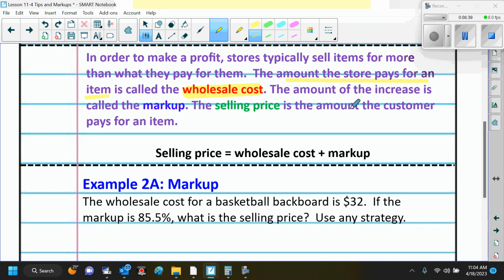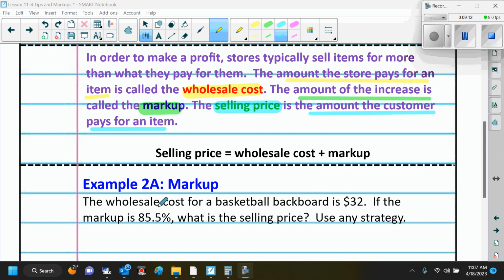The amount of that increase is called a markup. So the markup is the amount of the increase. And what the customer pays is called the selling price. So the selling price is the wholesale cost plus the markup.